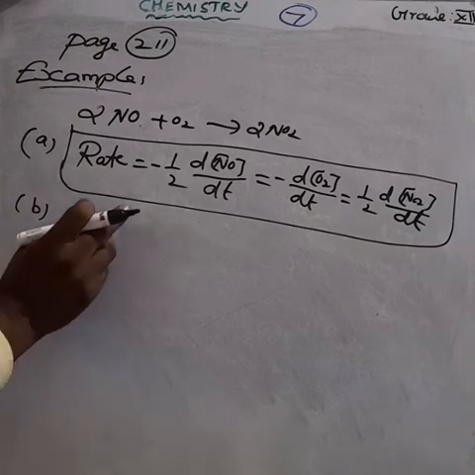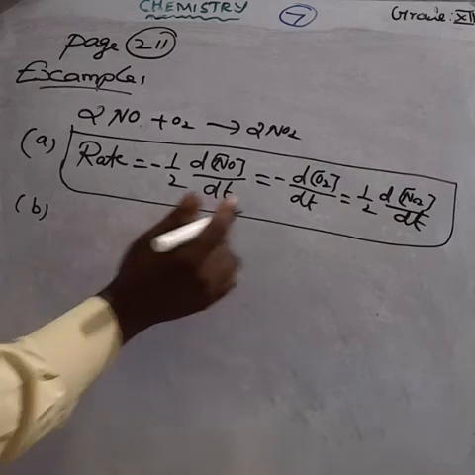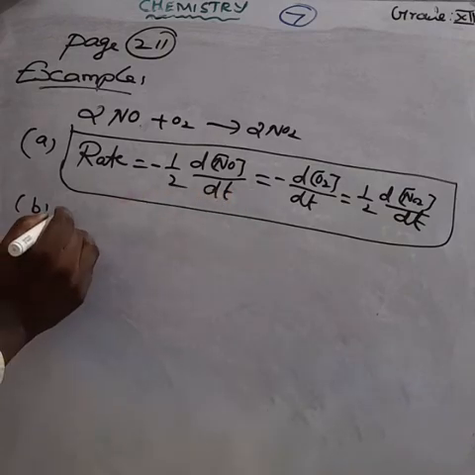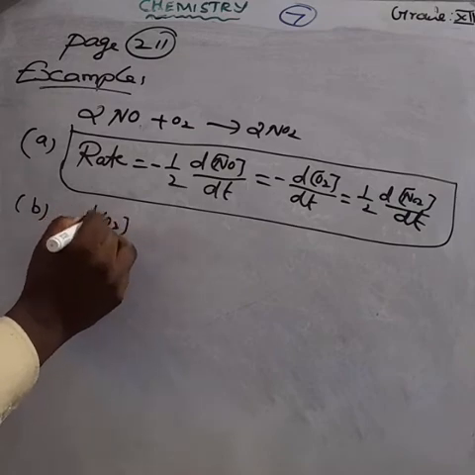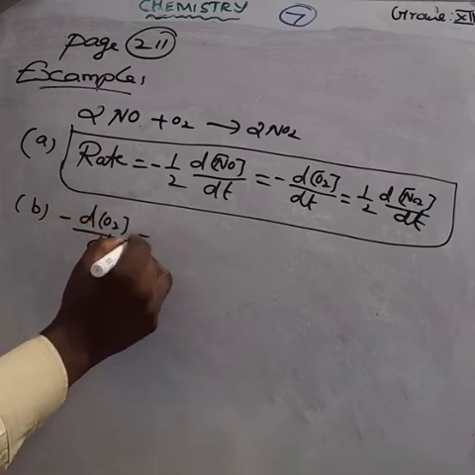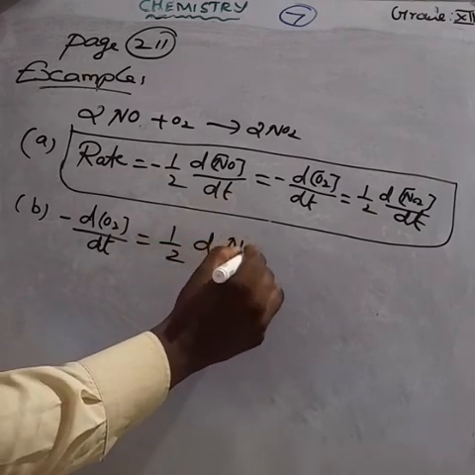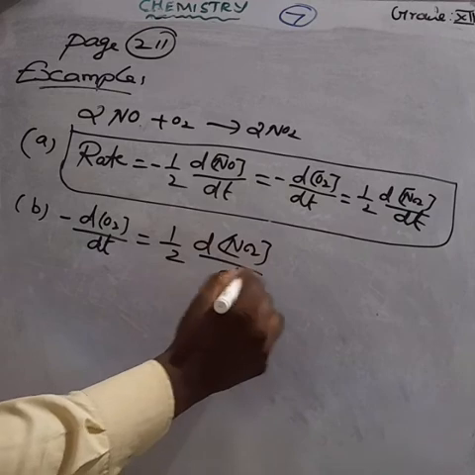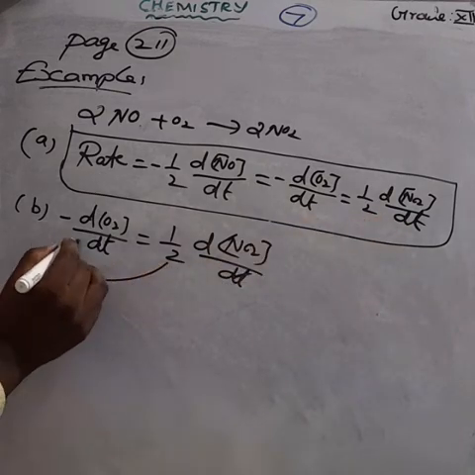This is B. There is a minus of d[O2]/dt. That is equal to 1 by 2 d[NO2]/dt. So I take this 2 and multiply here.